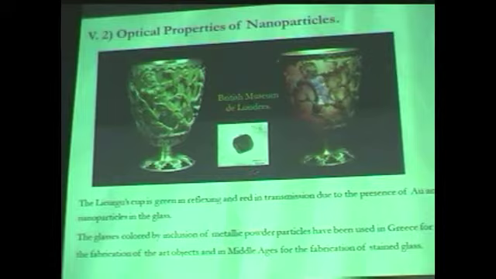Here we can see one nanoparticle of gold, a cubic nanoparticle of 50 nanometers. It should also be noted that glass colored by inclusion of metallic powder particles has been widely used in Greece for fabrication of art objects, and in the Middle Ages for the fabrication of stained glasses, and such fabrication is actually still operational.